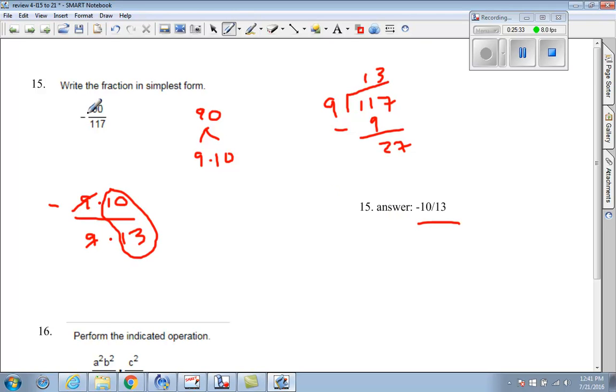So the big psychology there is divide by 9, divide by 9. Whatever you do to the top, you got to do to the bottom. Find a common factor, perhaps 9. That goes into both.